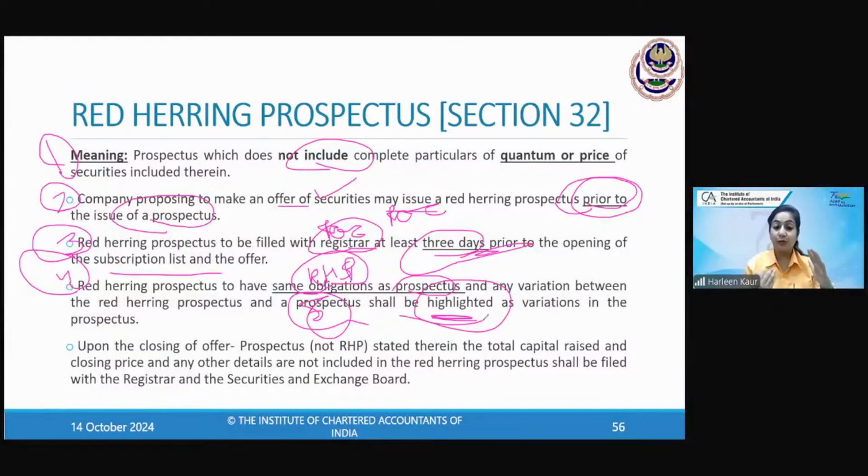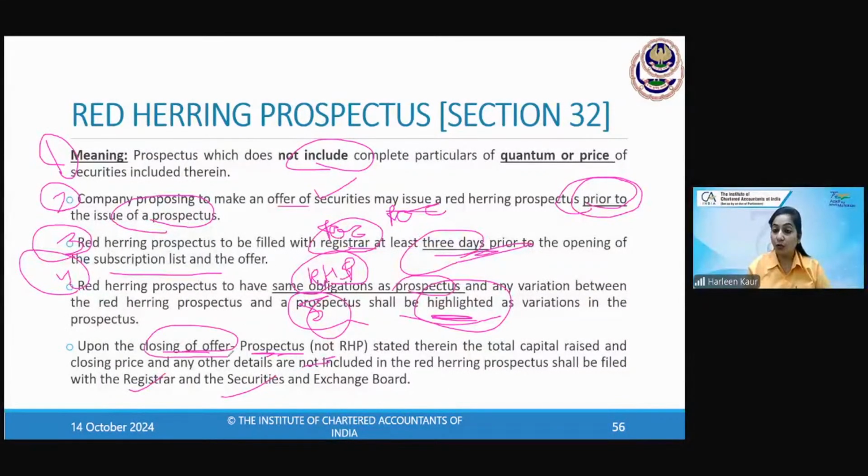So that is how your final prospectus has been declared from the red herring prospectus. Now, whatever variations between the red herring and the final prospectus, they shall be highlighted as the variations in the prospectus. Upon closing of prospectus, I'm talking about the main prospectus, not red herring, the total capital, closing price, and other details which are not included shall also be filed with the ROC and SEBI.